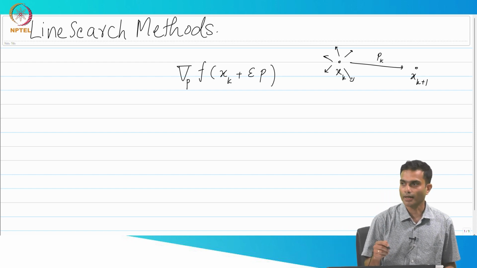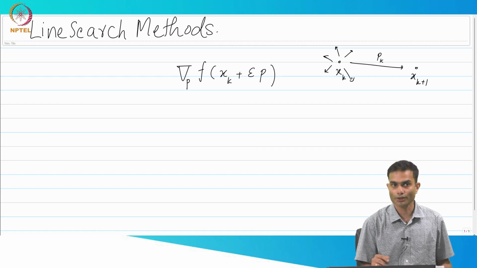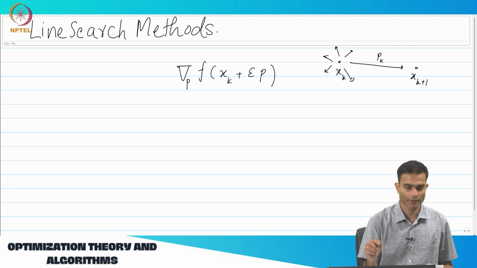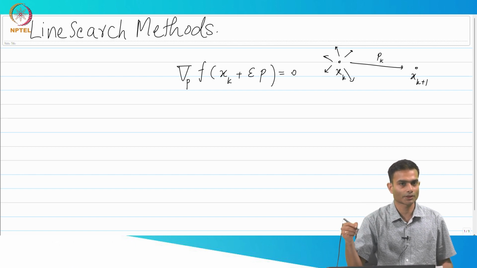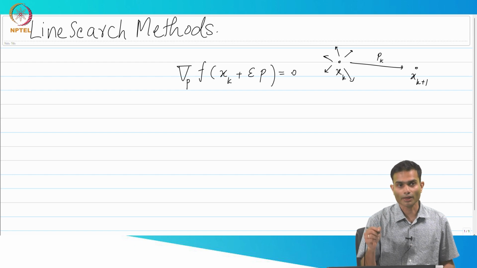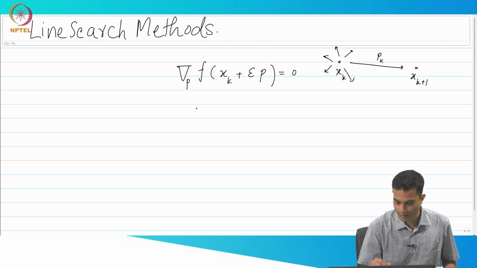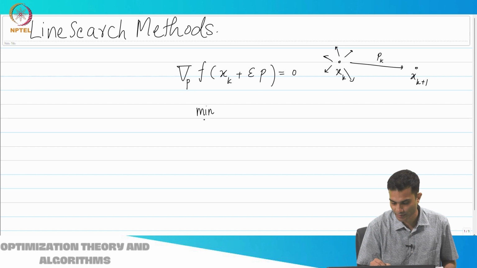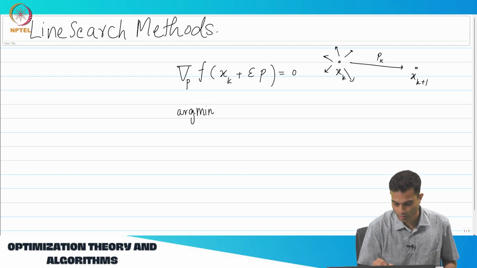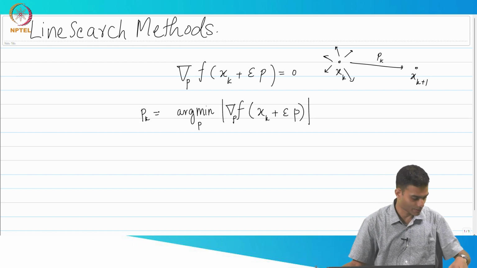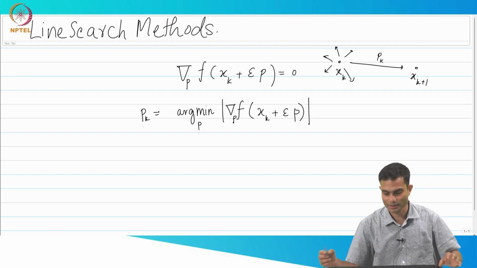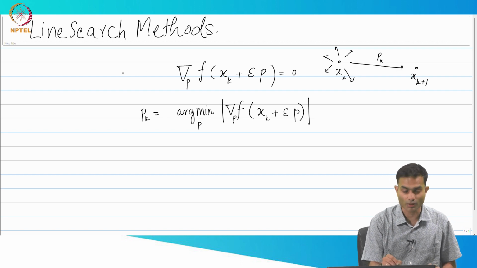Now in the Newton method, when I wanted to find out the best P, what did I say? I set this equal to 0, and that is how I did some further manipulation and came up with the Newton direction. What I should technically do is, in the language of optimization, write argmin over P, where P is the variable of optimization. Okay, so let's restart this discussion. The question is, what is the P over here?